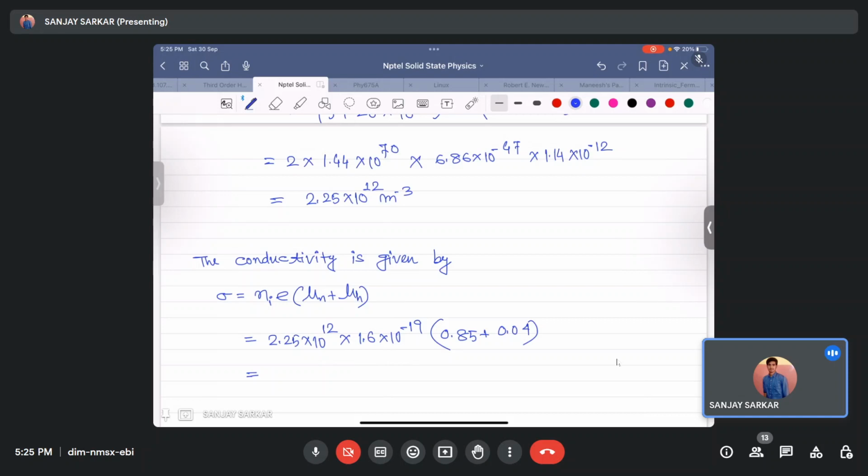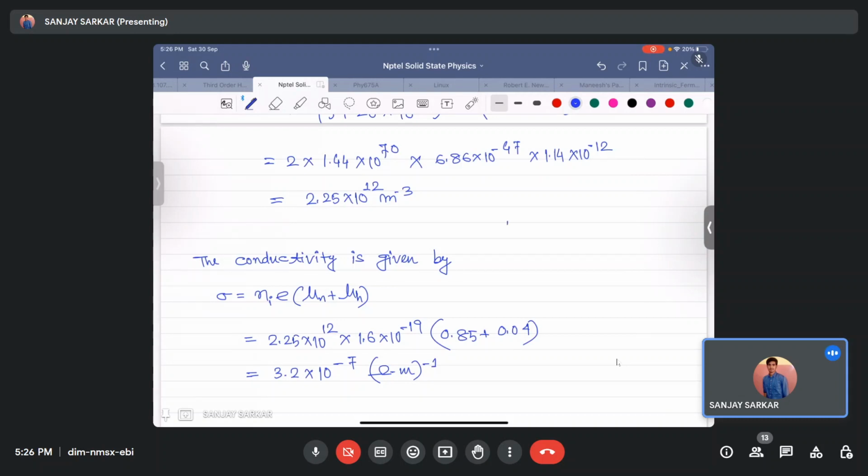So let's calculate it. It will be 2.25 into 1.6 into (0.85 plus 0.04). So 3.2 into 10 to the power minus 7 ohm meter inverse. So this is the conductivity.